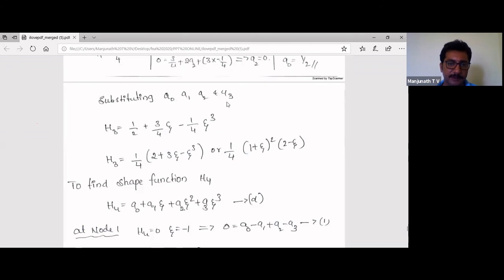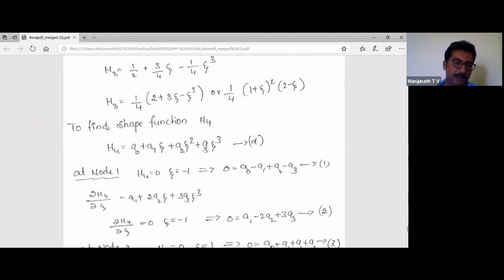After getting all the values, you are going to get the h3 equation like this. Substituting the a0, a1, a2, a3 values in the polynomial equation, you get an equation like this. Then taking 1 by 4 as a common factor, the simplified equation you can write like this: 2 plus 3 zeta minus zeta cube. If you simplify again, you can also write it in this form: 1 by 4, 1 plus zeta whole square into 2 minus zeta.